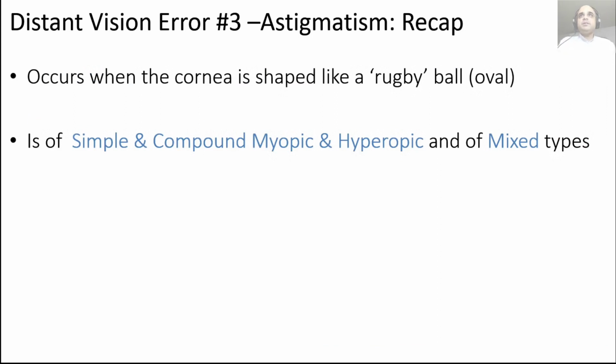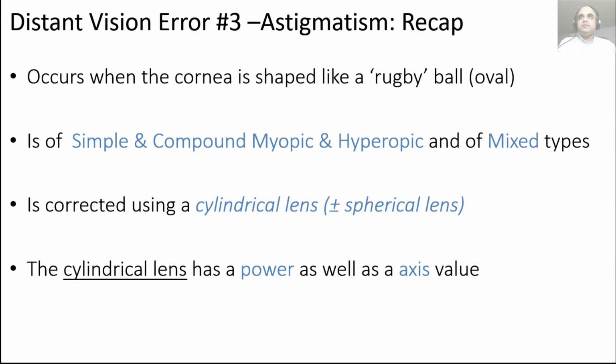So let's recap astigmatism. It occurs when your cornea is rugby ball shaped, i.e. an oval. It can be of simple or compound, myopic or hypermetropic types, and can also be a mixed type. And furthermore, it is corrected using a cylindrical lens, maybe in combination with a spherical lens, as we saw in the five possibilities or types of astigmatism. You only need a cylindrical lens in the simple myopic and simple hypermetropic astigmatisms. You would need a cylindrical and a spherical lens in compound hyperopic, compound myopic, as well as mixed astigmatism types. The cylindrical lens has a power as well as an axis value, as we have just seen.